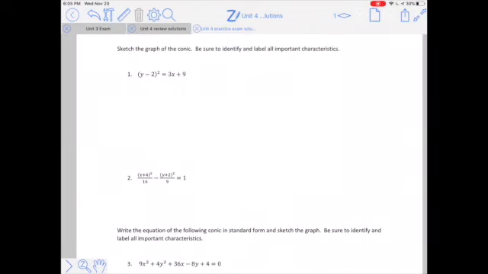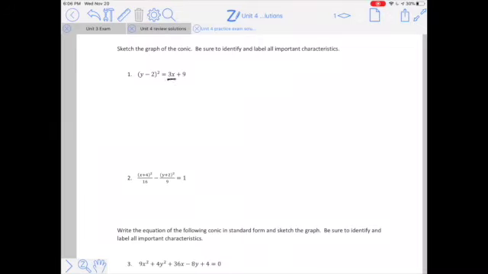So, number 1, it doesn't tell you which type of conic it is, but if you look at it, you see that only one variable is being squared. So you would guess that it's a what? Parabola. Parabola facing which way? It's one of the horizontal ones, yeah, because the y variable is the one being squared.